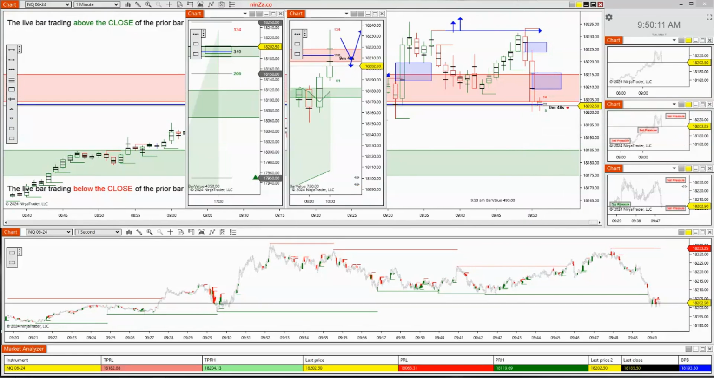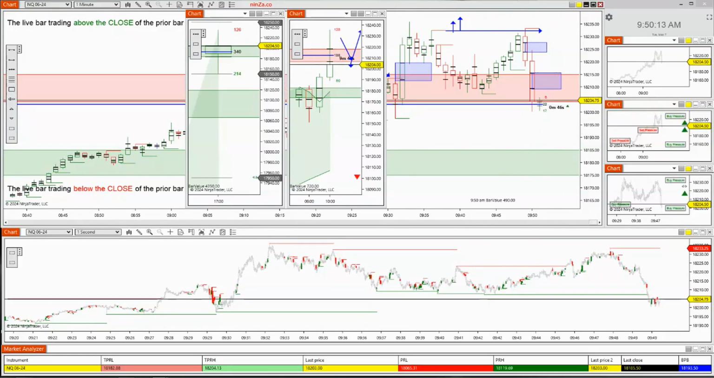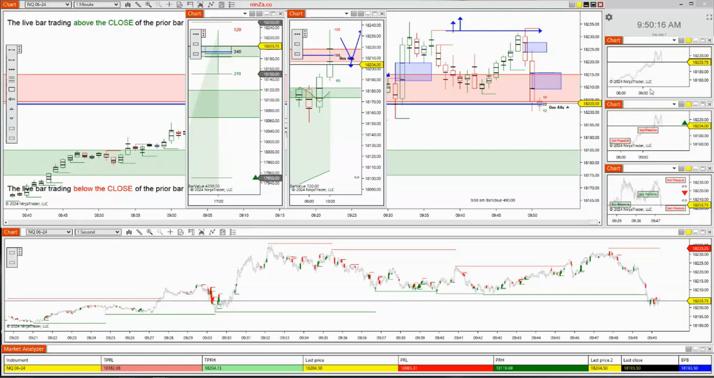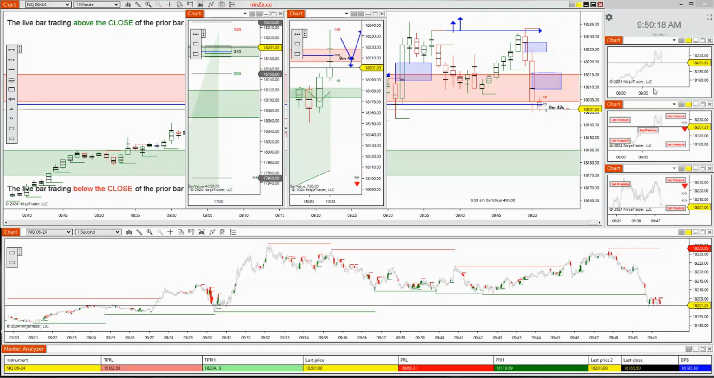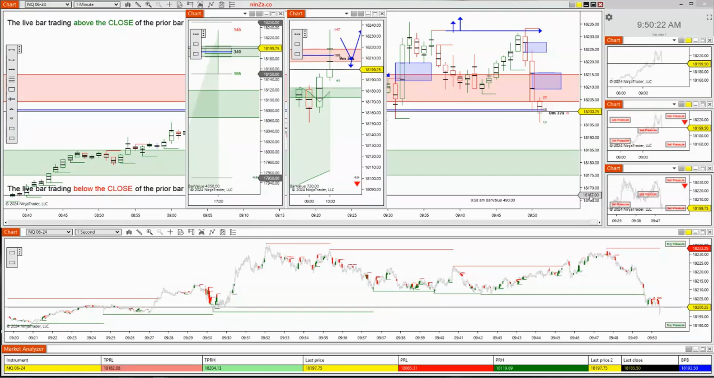All right, so here we go. I'm going to put that in there. You can watch the 1 second, you can watch the 15 second, the 1 minute. This is timing stuff. That's all this stuff is. It's to help you time when it gets where it's going.